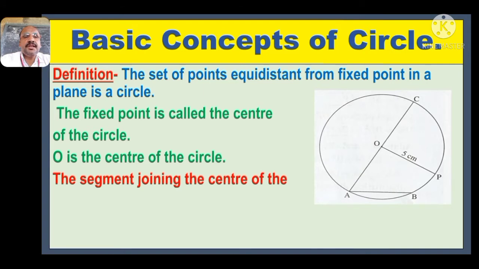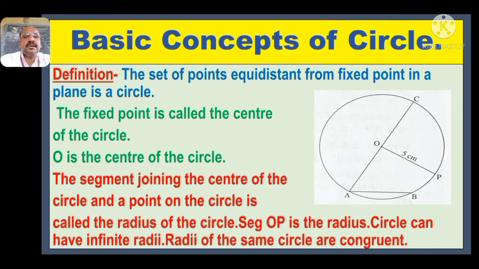The segment joining the center of the circle and a point on the circle is called the radius of the circle. In the figure, segment OP is the radius, and we know a circle can have infinite radii. Radii of the same circle are congruent.